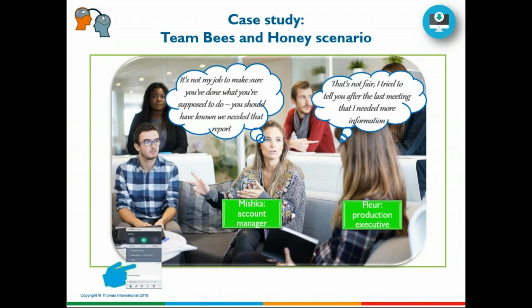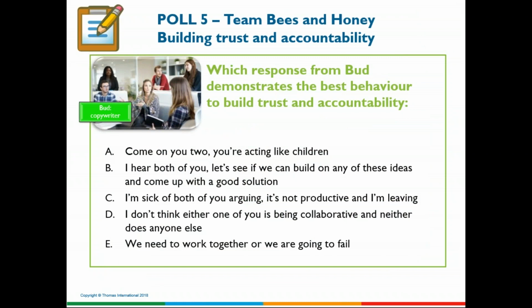So Bud is going to say something here. Which response, and I'm going to show you a poll, do you think would be the best starting point to get the team heading towards demonstrating some levels of trust and accountability? Okay, so here are your options. There are 5 options there. I'll leave you 60 seconds or so to read, and I'll show you the poll.